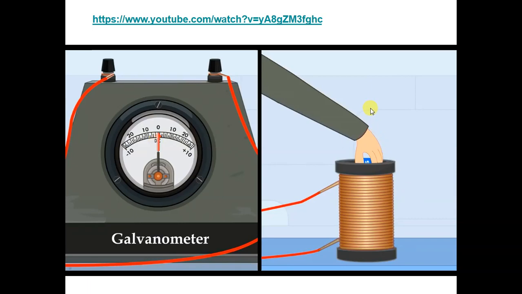So only while moving it there is current, and we can see it here on the galvanometer, the device that measures current. Okay, but by holding it inside the coil at rest, the needle will directly return back to zero.